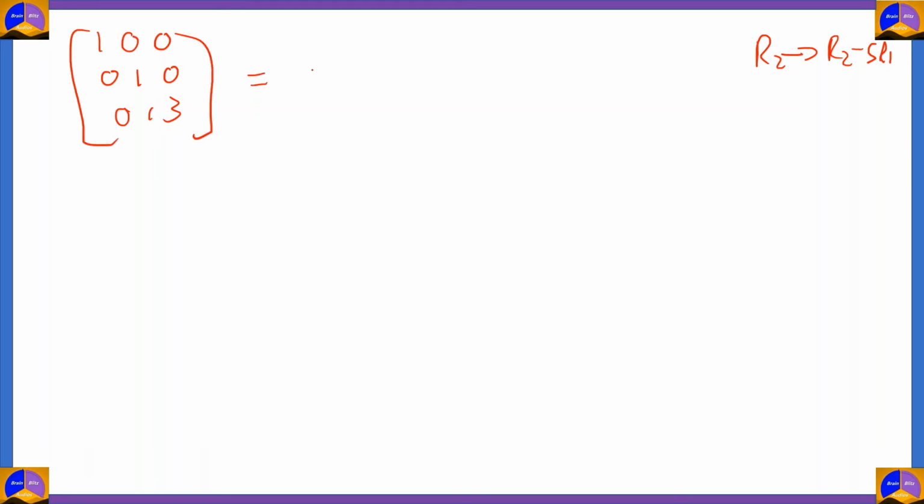So what we'll get here is 3 minus 1, 1. That is still the same. Now, 0 minus 3 into 5. So that is minus 15. Similarly, we'll get plus 6 and minus 5. And then the third row is still 0, 0, 1.